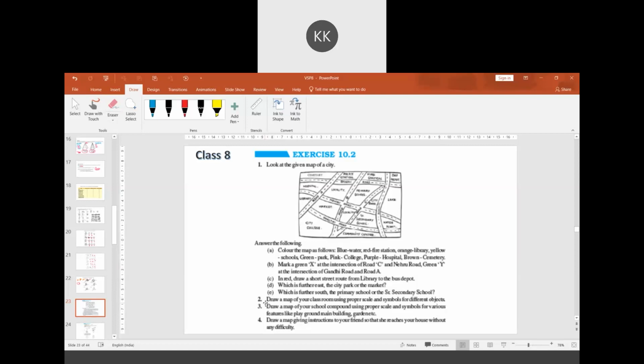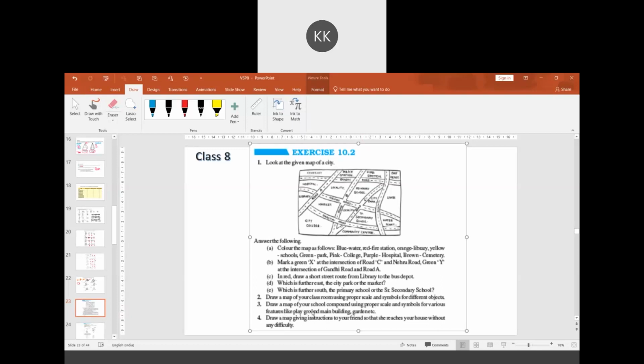There is another question here. The second one is to draw the map of your classroom using proper scale and symbol for different objects. Different objects means board, fan, tube light, something like that. This type of question will not be asked in the examination. However, you should know what is map and how mapping is done.